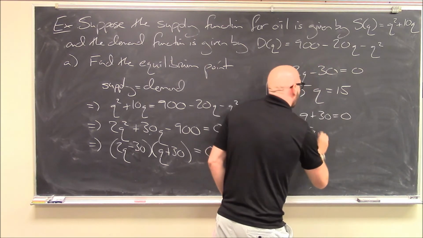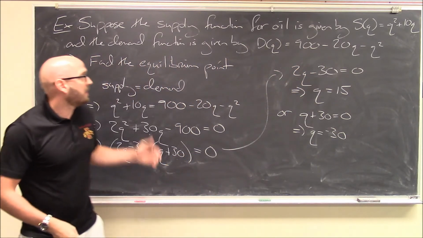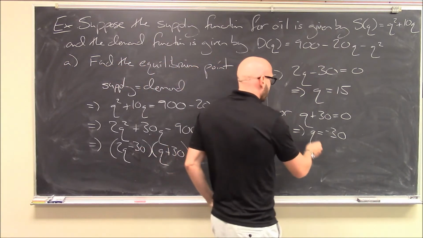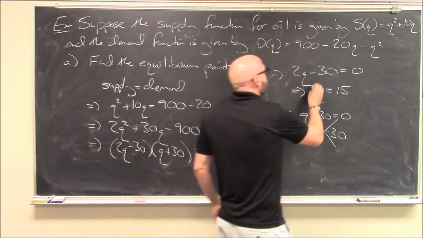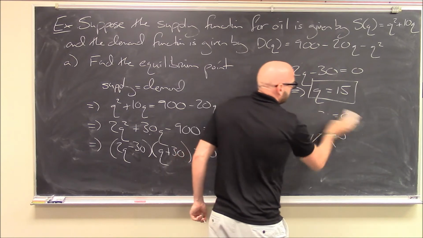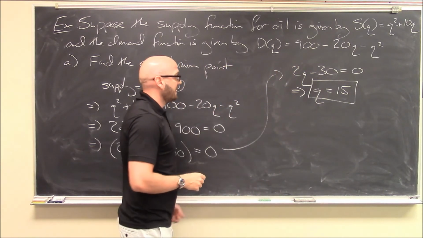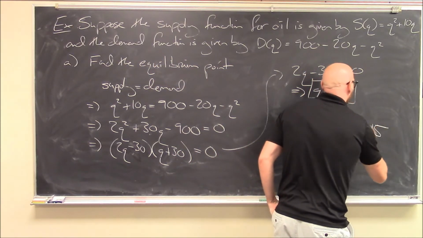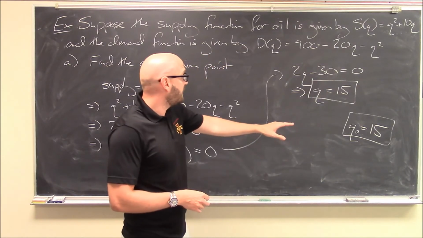So that means q is minus 30. Remember, q is quantity. We're not going to sell minus 30 units of oil. Q has got to be positive, so that's immediately ruled out. And this means my equilibrium demand is q is 15. That's the equilibrium demand. Q naught, equilibrium demand, is 15.